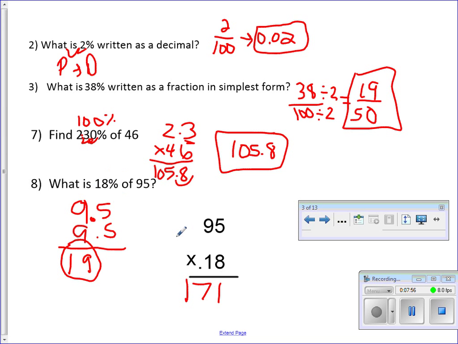But I'm looking for 18%. We estimated that my answer should be a little less than 19, so it makes sense that my decimal goes here: 17.1. If you don't understand estimating, as you multiplied out, you should have 1710. I have two place values behind the decimal, so I moved my decimal place twice.